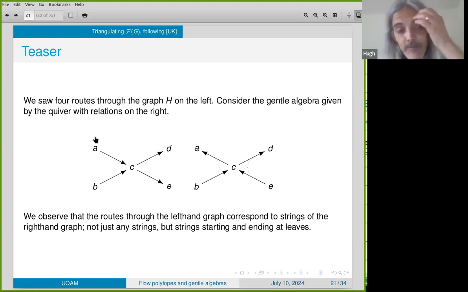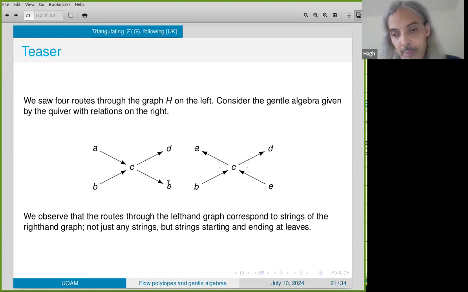I want to begin with a teaser. We saw that if we wanted to understand the flow cone here, we needed to think about the 4 roots in this graph. These were the paths going A to C to D, A to C to E, B to C to D, B to C to E. So that was what we wanted to understand.